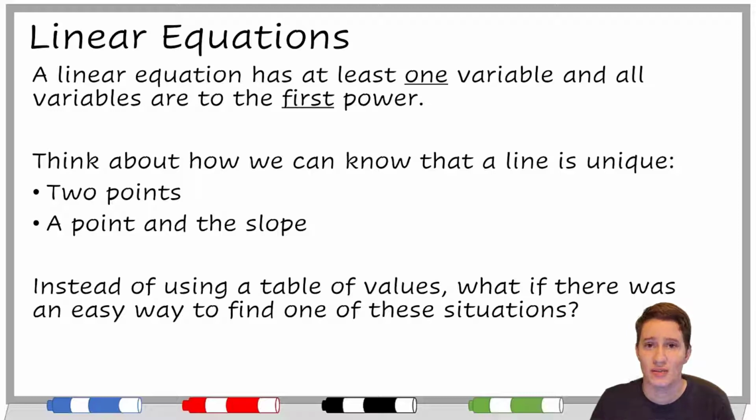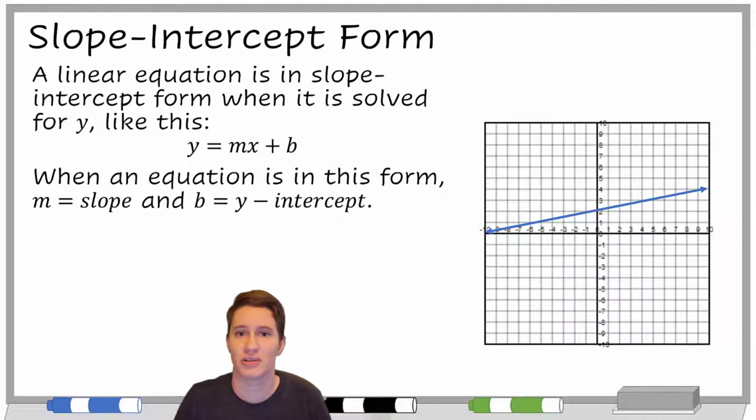So instead of using a table of values, which was fine last time, what if there was an easier way? Because with the table of values, we were finding 5 points, and we don't need to find that many points for lines, right? We could just find 2 points. So that's actually one way of going about a table of values that would be easier than what we did, just picking 2 points to plug in instead of plugging in 5. But also, if we just know 1 point and the slope, then we can draw a line that way. So let's explore that idea in what is called slope-intercept form.